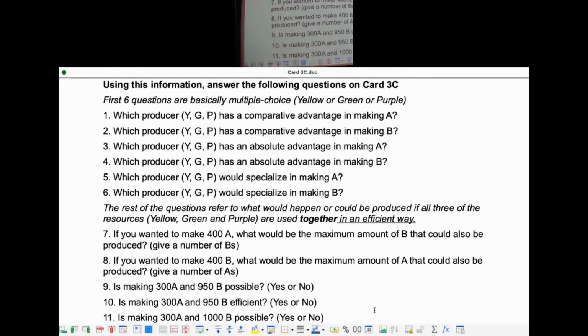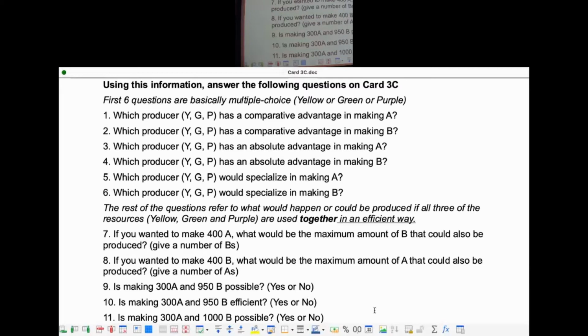Which producer has a comparative advantage in making A? So you kind of have to know what comparative advantage means, right? Just to give you a hint, comparative advantage means you got the cost, right? So all you got to do there for that answer is either tell me Y or G or P. Just the names are yellow, green, and purple. So give me the initial, the one that has the lowest cost of making A.